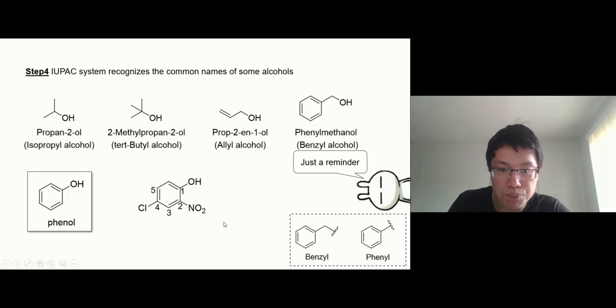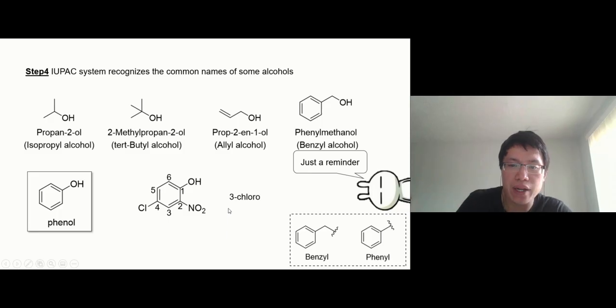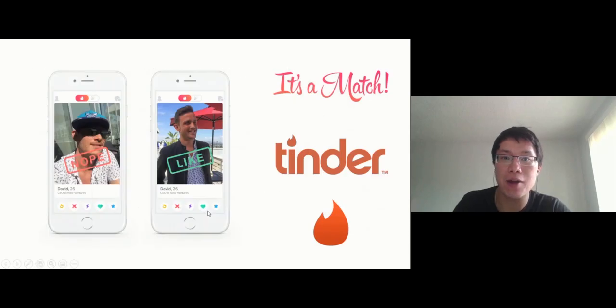So we go 4-chloro. Not 3. Oh no, that's wrong again. What's happened to me today? So 4-chloro, not 3, 2-nitro, and that's it, phenol. Okay, so 4-chloro-2-nitrophenol. All right, that's about the name.